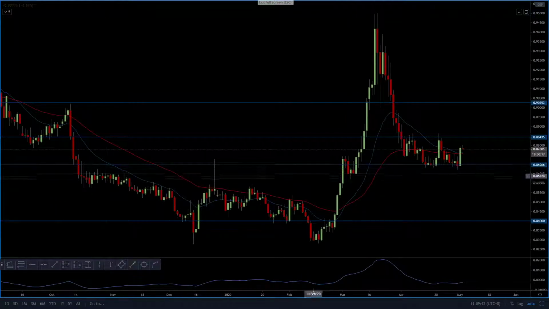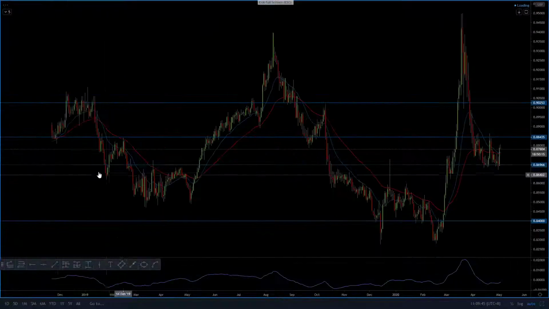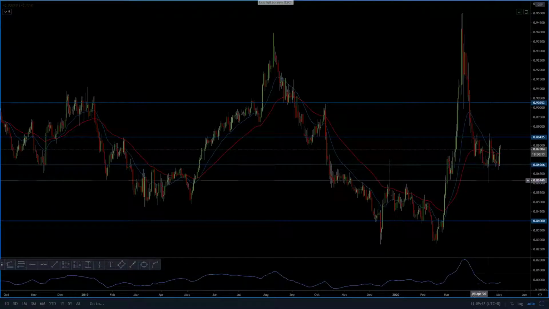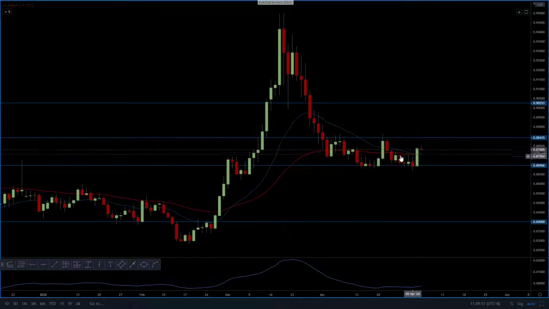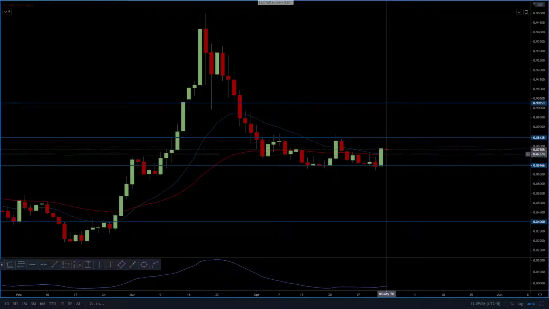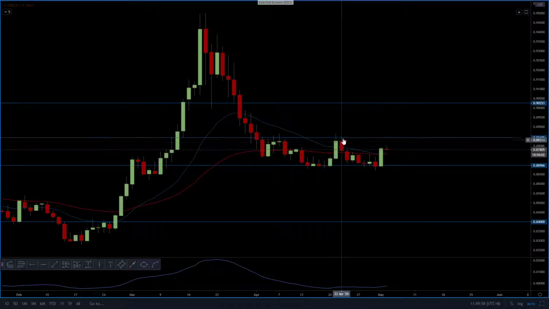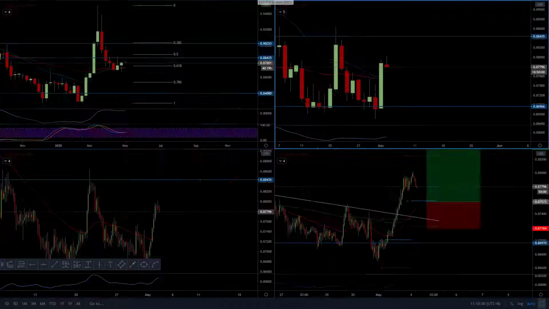Daily's got a little bit better horizontal lines here. Support and resistance all the way back to here, which we've pulled back to now. Support level here. Nice bullish engulfing candle closing above the daily EMAs here. So we're looking for more upside, and the previous high would be our target for the trade.